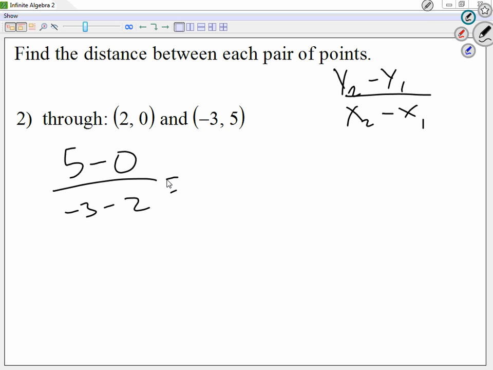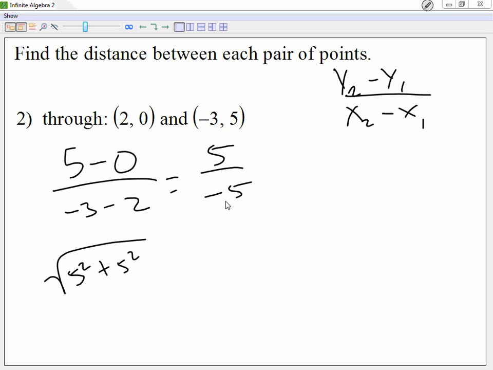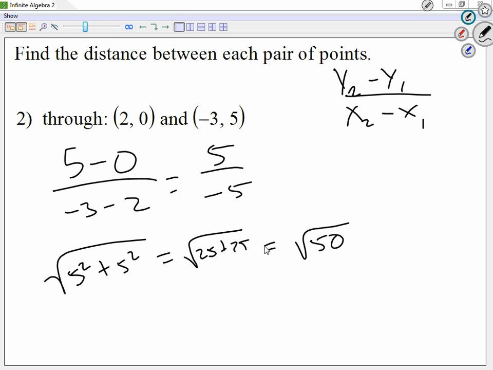So I know for the slope, I will have 5 over negative 5. And I know once again for the slope, you simplify the fractions. Do not simplify the numbers. Leave the numbers as 5 and 5. For the square root, I'm going to have 5 squared plus 5 squared. Like I said, do not simplify the fraction. But a negative squared will be positive. So I'm going to have 25 plus 25, which is the square root of 50.